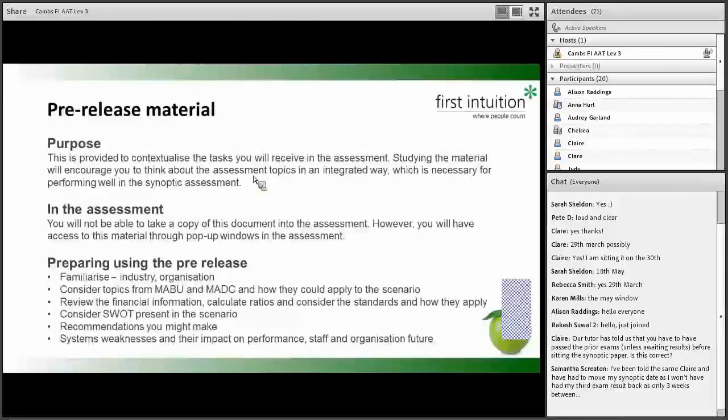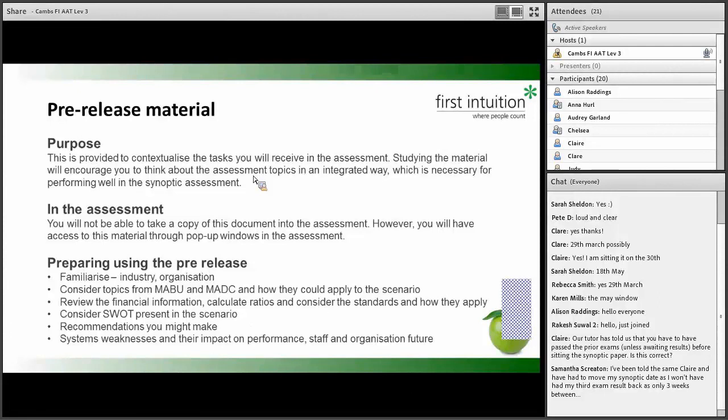So hopefully you are all aware of the pre-release material that you get for the Synoptic assessment. So this is something that's very new for the AAT. We haven't had this before. There is a pre-release scenario, some information that you're given prior to the exam that you are expected to know, understand, have read through, have analysed, and it gives you background and information on the organisation that you're going to be tested on.